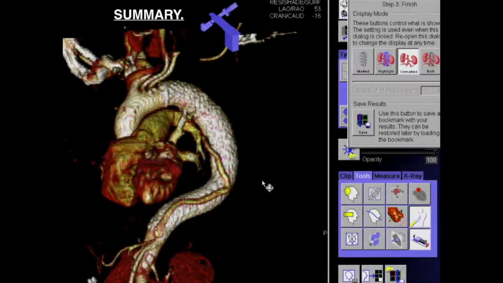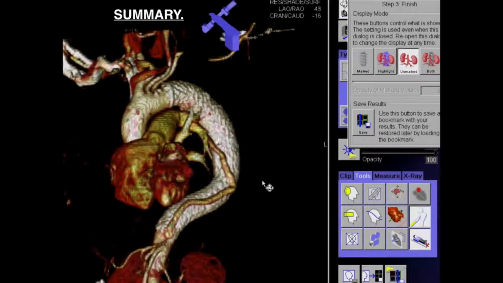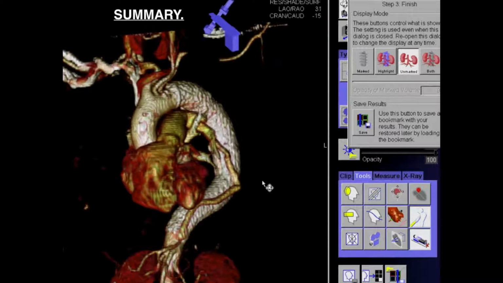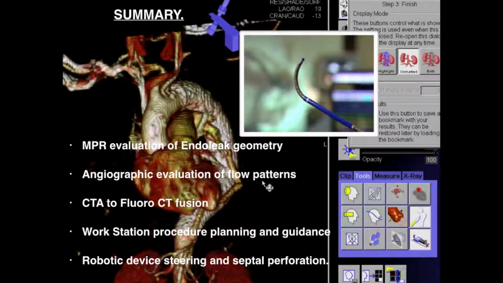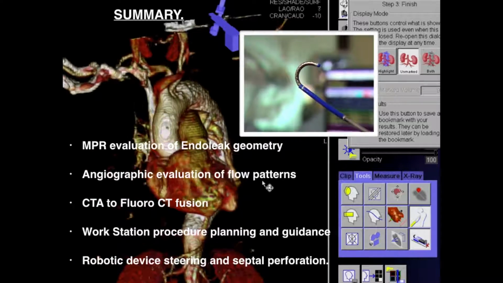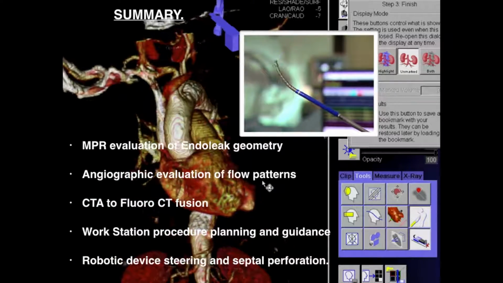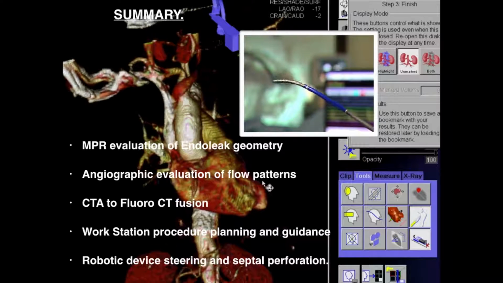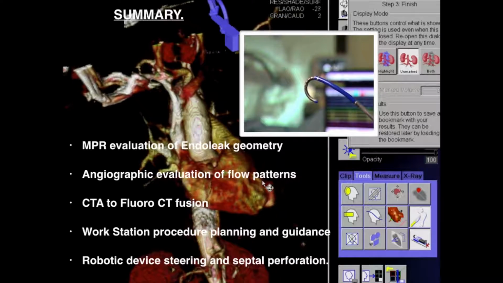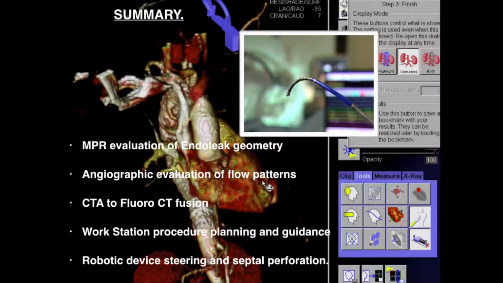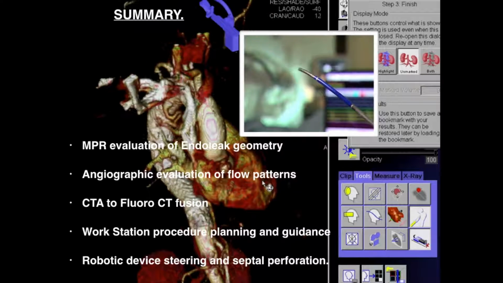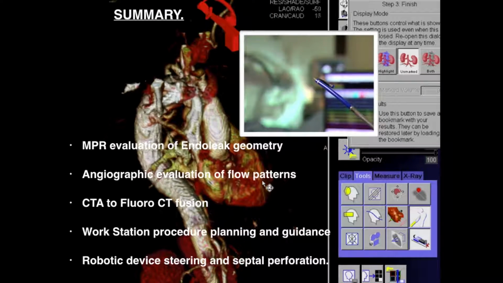What we essentially have demonstrated is that there are some very complex pathways. We've demonstrated the importance of multiplanar evaluation of the pathway, geographic evaluation of the flow patterns, CTA to fluoro-CT fusion, and using workstation guidance, we very precisely introduced a needle across the septum using a catheter robot.